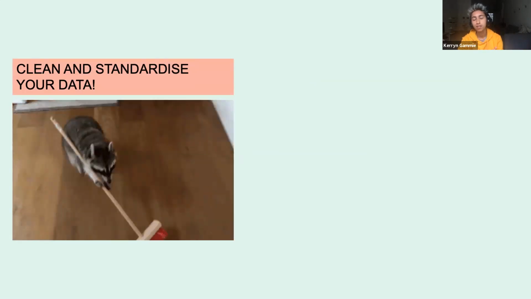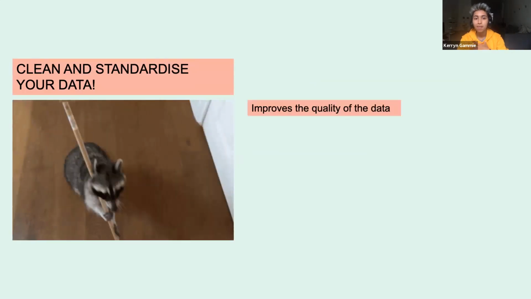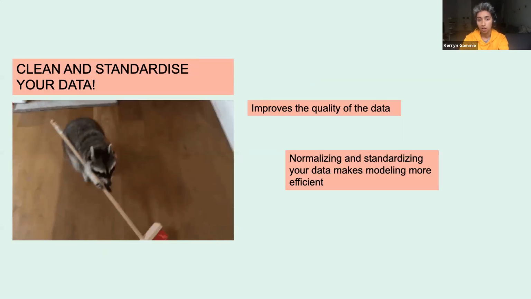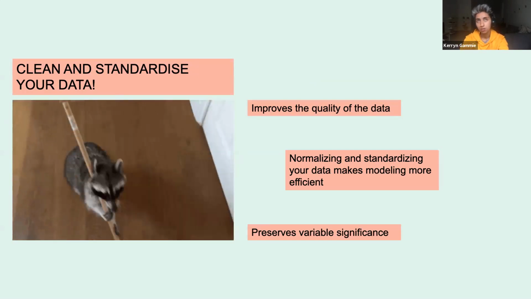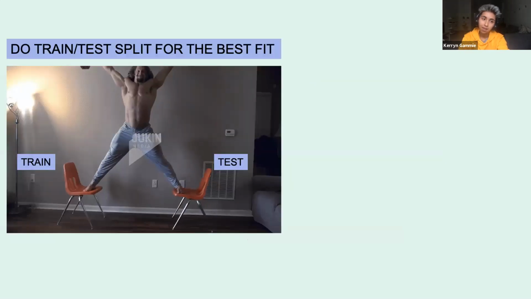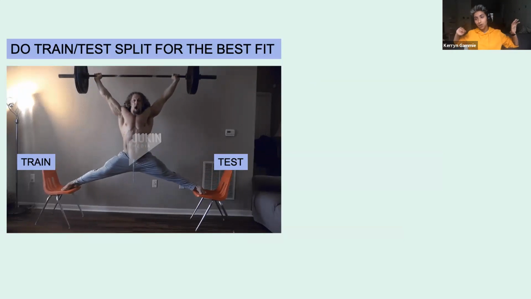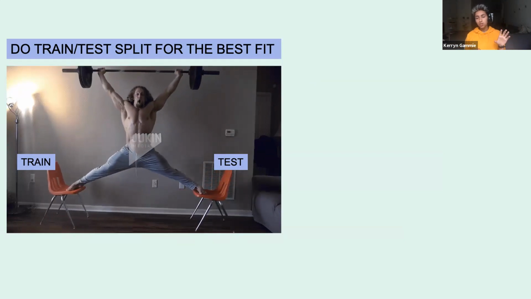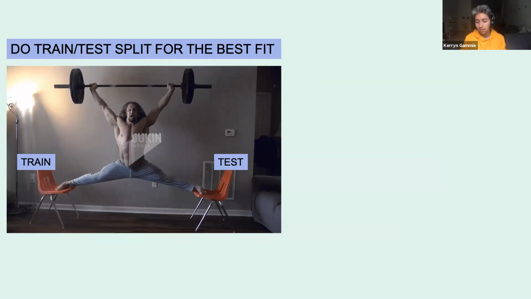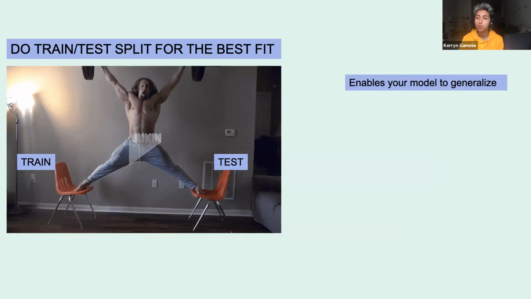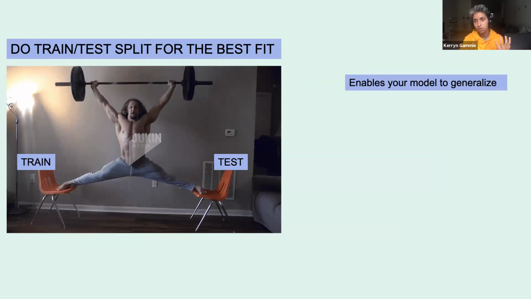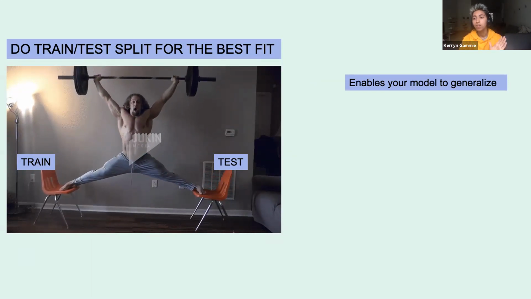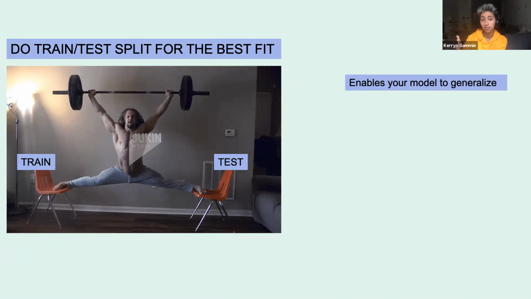From there, you want to move into cleaning and standardizing your data. This improves the general quality of it. Normalizing and standardizing just makes the modeling a lot easier and more efficient, and tends to preserve the variable significance. Then you get into training and testing your data. Ideally you want to split it into a majority for training and a minority for testing. The idea behind this is that it enables your model to generalize. You train on this big portion of data, so the model gets to see and learn it, and then hopefully is able to generalize on the unseen data, which is the testing data.